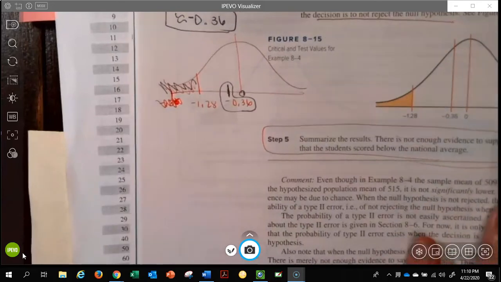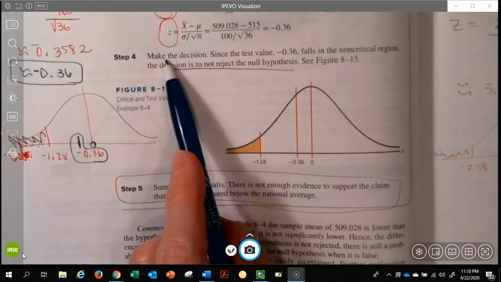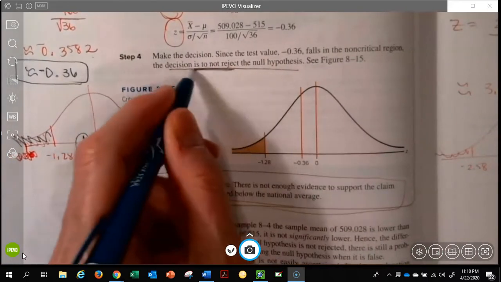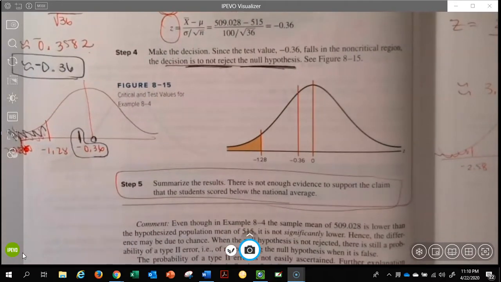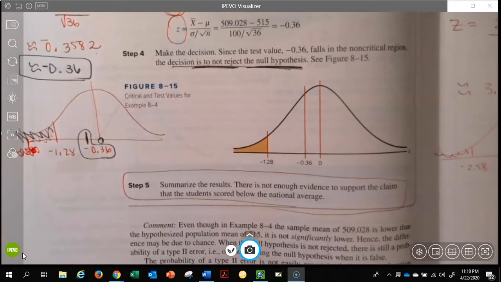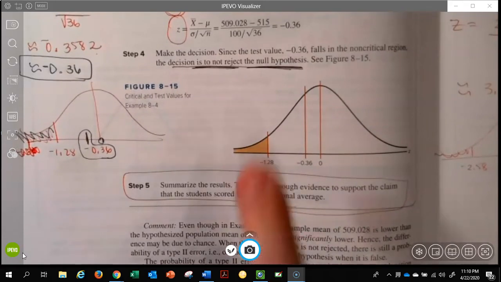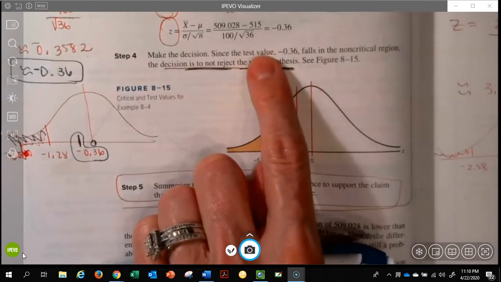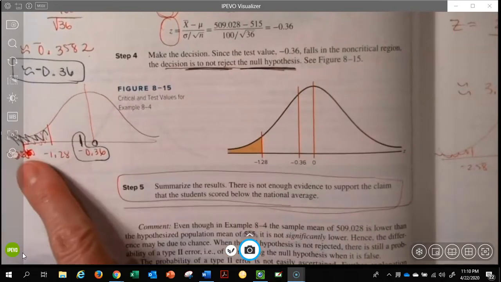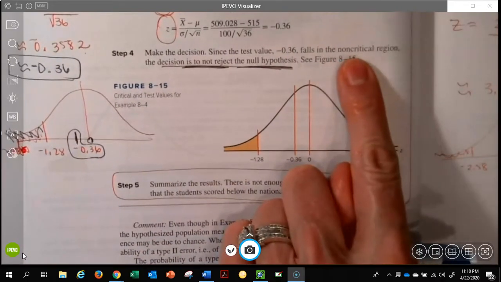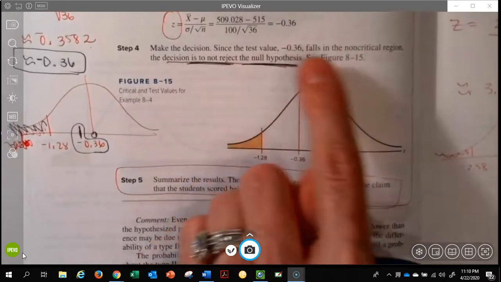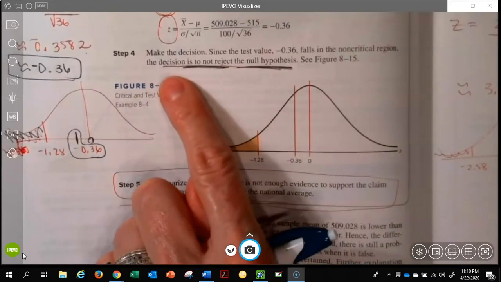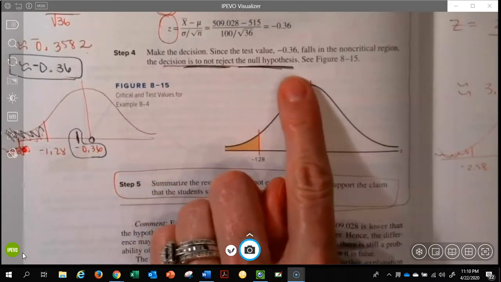But somehow you've got to have a sentence. Under our decision, since it falls into the non-critical region, the decision is to not reject the null hypothesis. And you're going to need to make a statement on the test. You'll need to say, we will not reject the null hypothesis because our test value does not fall in the critical region, or it falls into the non-critical region. You need to make a declaration. You can say, because our value falls into the non-critical region, we decide we will not reject the null hypothesis.